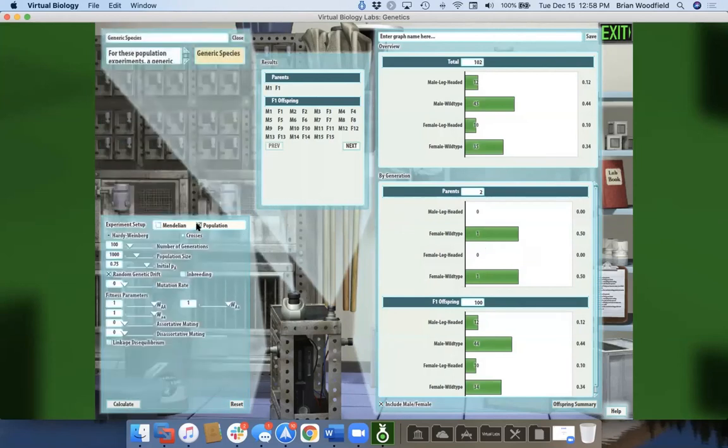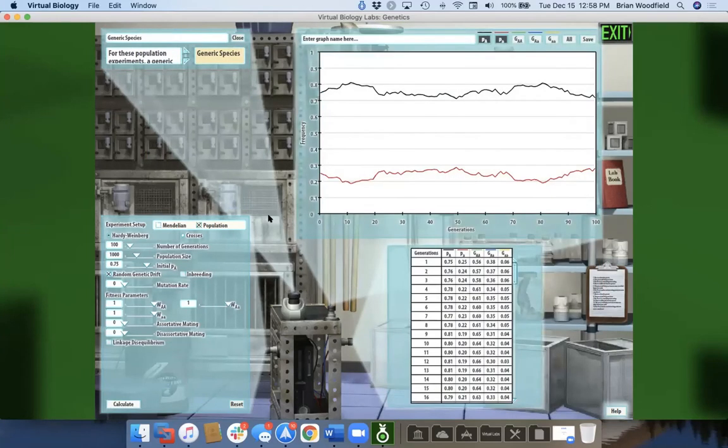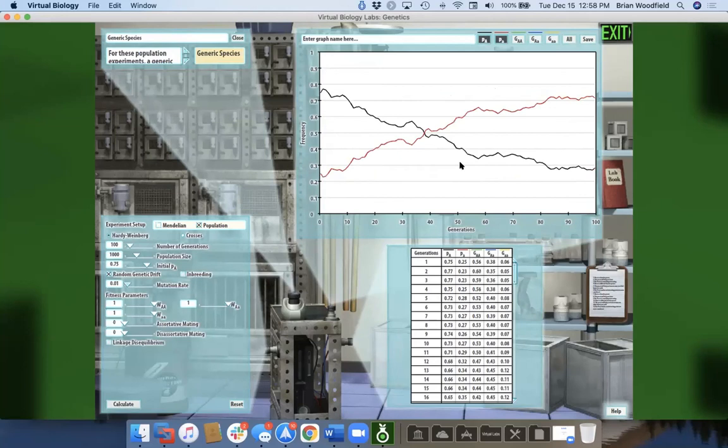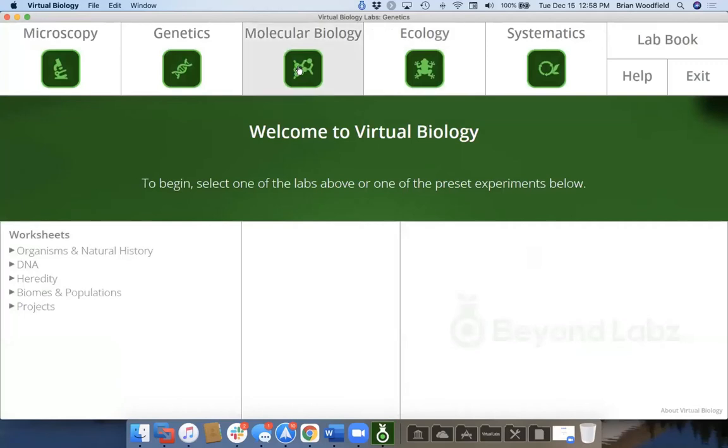We also have the ability to do population genetics. So in population genetics, we can see drift, simple random drift. We have fitness parameters, we have mutation rates. So go over here and calculate and see over generations how long it would take to change the gene frequency, different mating parameters, linkage disequilibrium. All of that data can be saved.